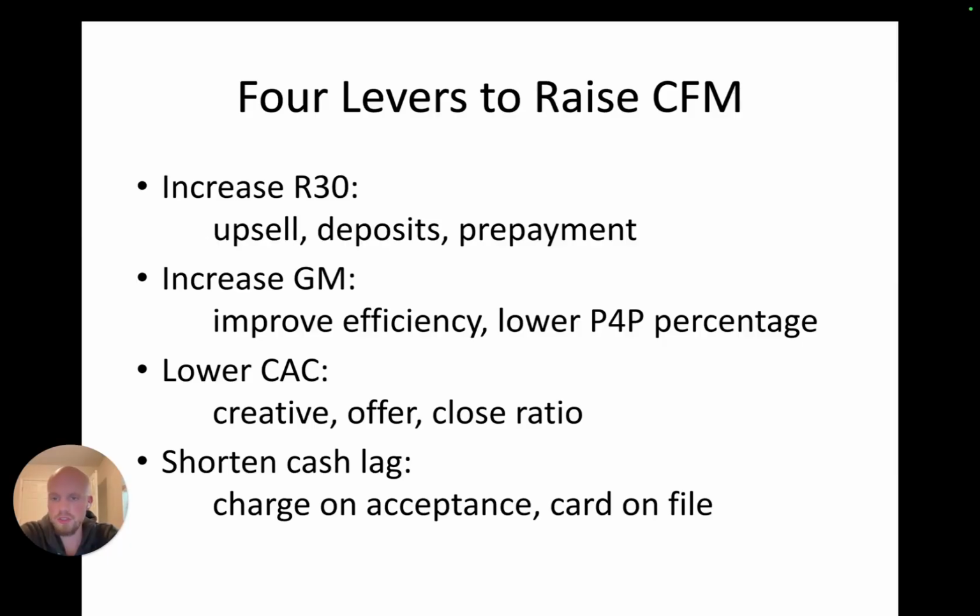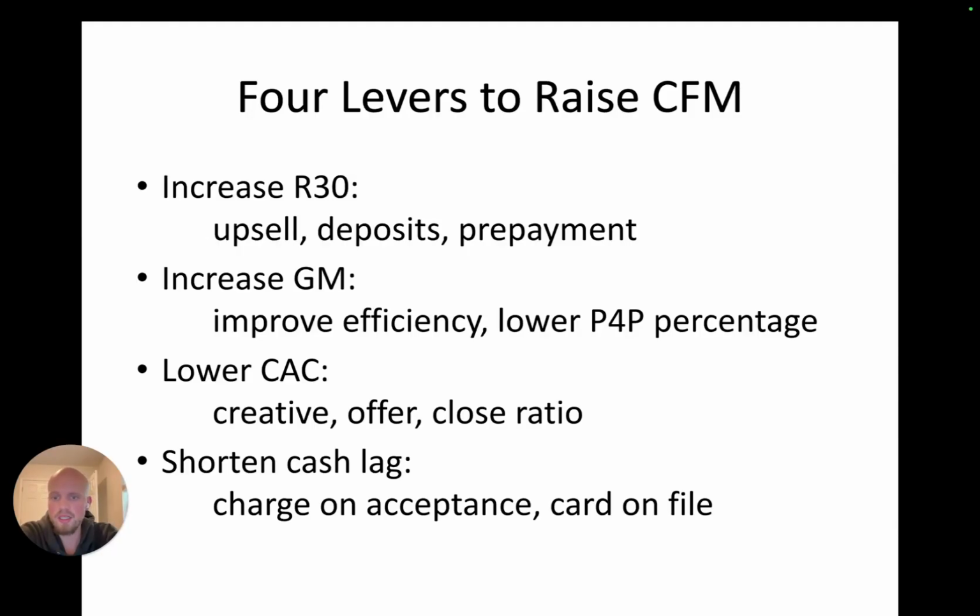Lower CAC, that's just creative. Your ads targeting better neighborhoods with door hangers, better offers, close ratio there. Close ratio also affects that. Close ratio affects both the cash collected and your CAC. It's kind of a double dip, because if instead of 26, I had 52, my CAC would be halved, but I would also collect more money. So having a really high close ratio, as long as you're covering your cost of goods and those aren't getting out of control, could be a good thing.